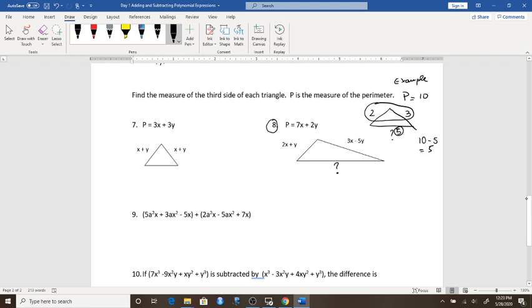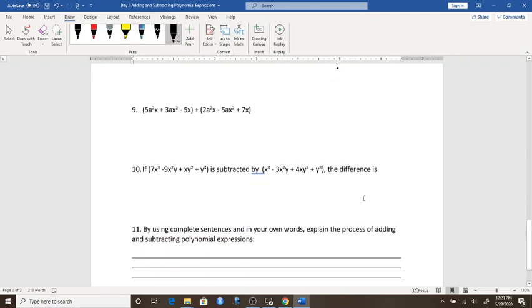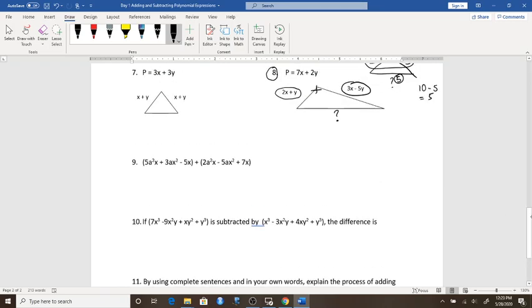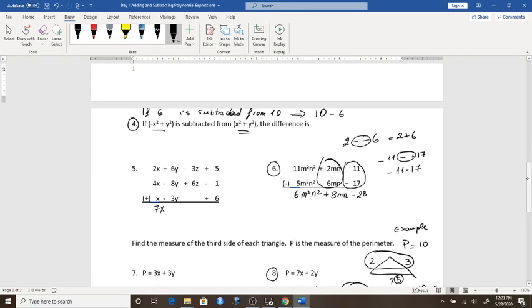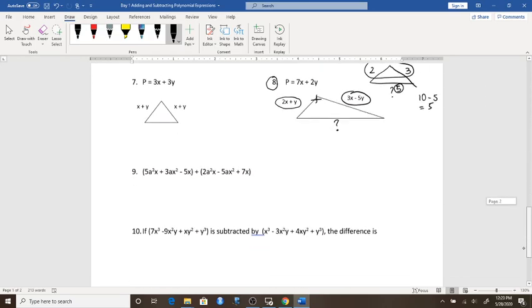So use the same strategy here. You have the perimeter, which is the sum of these 3 sides. So what you can do is add up these 2 sides and then subtract them from the perimeter. And you can do the same for number 7, okay? Again, be careful with number 10. This one is subtracted from this, so make sure it's similar. Number 10 is similar to number 4. It's the same concept, so you should be able to do that by yourself.